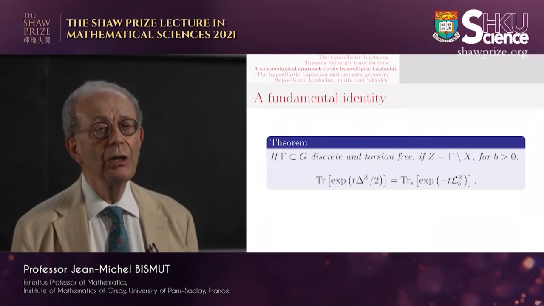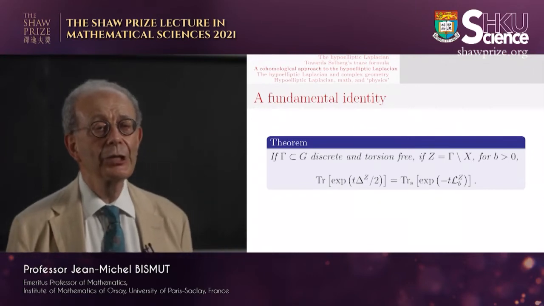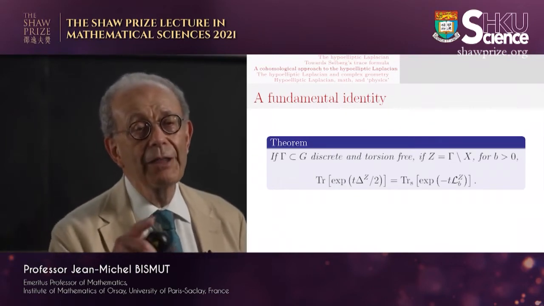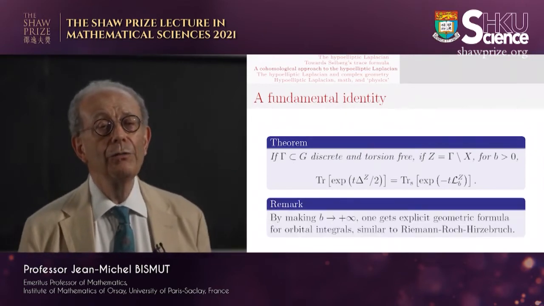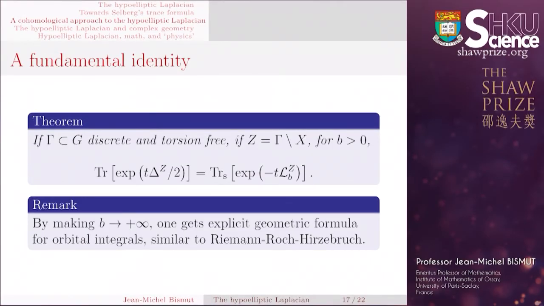Then we have an identity which is exactly the analog of the one I had stated in the case of the circle. The trace of the original heat kernel on Z is given by the supertrace, an alternate sum of traces of the heat operator for the hypoelliptic Laplacian. By making b tend to infinity, one finally gets explicit geometric formulas for orbital integrals. These formulas were not known before, and these are similar in their structure to the theorem of Riemann-Roch-Hirzebruch.